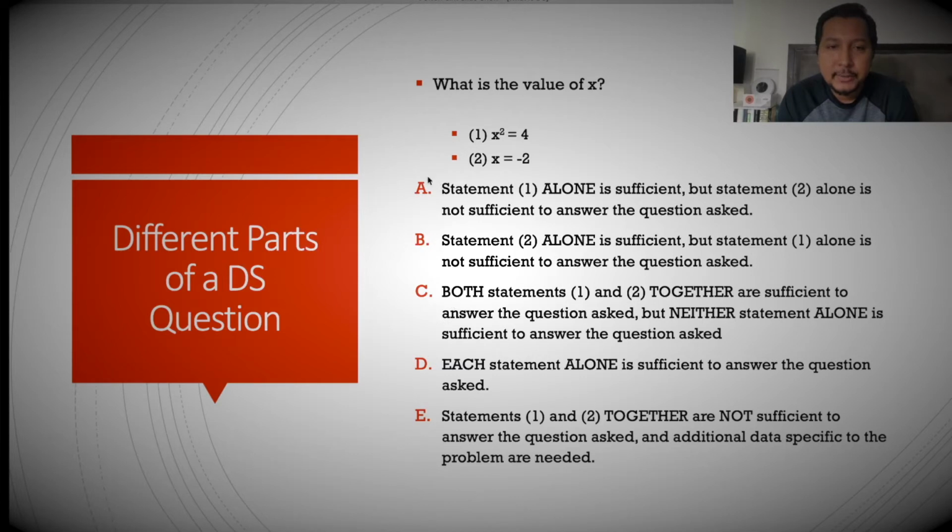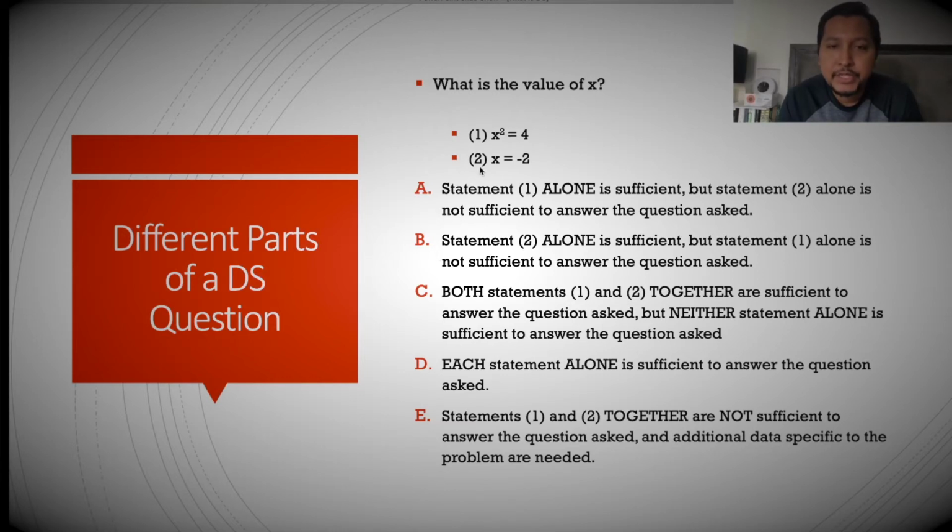Answer choice A is basically saying statement 1 is enough to answer what you asked me. So you asked me what is the value of x, and you told me x squared equals 4. If I think this piece of information alone is enough, then I can choose answer choice A. And if I choose A, that means this second piece of information doesn't allow me to solve this question. And then B is basically the opposite of A.